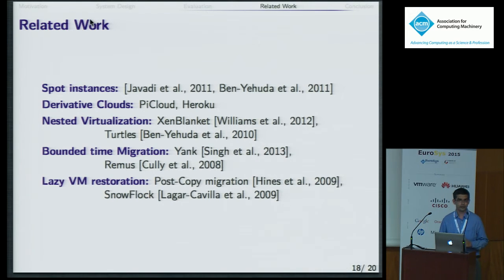So this notion of derivative clouds is new, but similar systems like PiCloud and Heroku implement a version of derivative clouds. We heavily use nested virtualization, and nested hardware virtualization was pioneered by the Turtles project, and we heavily use and modify Xen-Blanket. The bounded time migration is based on our previous work, Yank, which in turn was based on Remus. And the lazy VM restoration is very similar to post-copy live migration and SnowFlock.